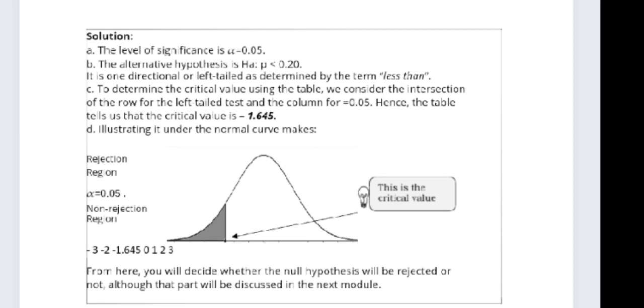The next step is to determine whether you reject or accept the null hypothesis. That is not my part, since it is more on module 13, so my group mates will explain that.